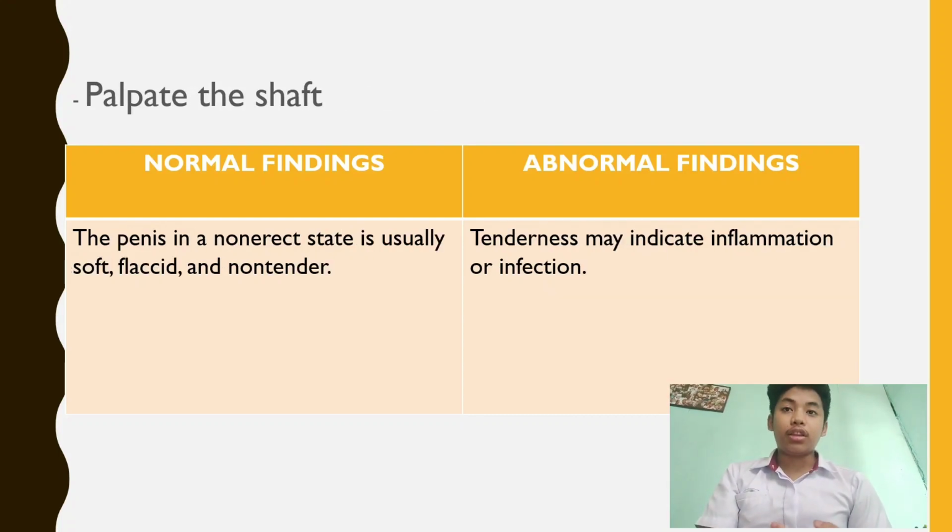Next is to palpate the shaft. Palpate any abnormalities noted during inspection. Also note any hardened or tender areas. For the normal findings, the penis in a non-erect state is usually soft, flaccid, and non-tender. For the abnormal findings, tenderness may indicate inflammation or infection.